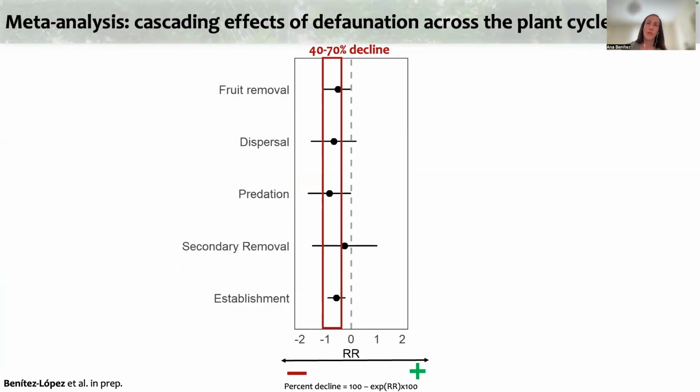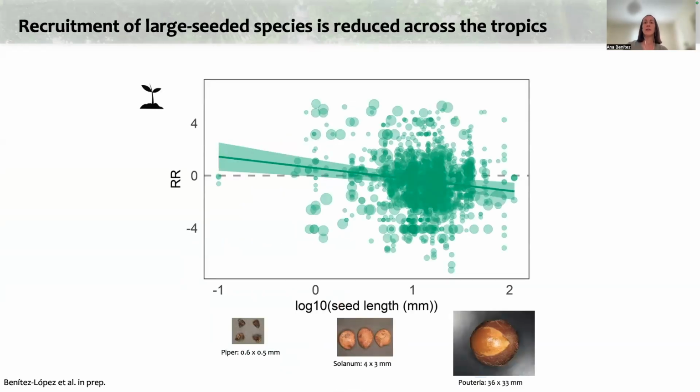what we see is there's a 42 to 70% decline in each of the different stages of the seed dispersal cycle. And indeed, when we look at the differences in the seed size of plant species that are being recruited, here again the size of the points reflects the precision of the estimate. What we see is that there's a decline for those large-seeded plant species, which are unable to recruit as well as other species. Still, it's very noisy, but we still see the signal there.